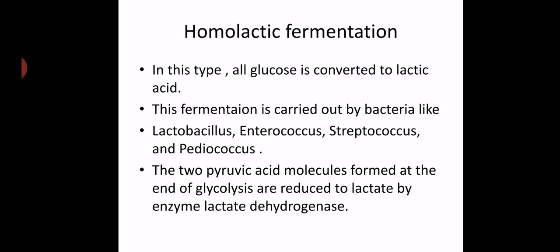The two pyruvic acid molecules formed at the end of the glycolytic pathway, means at the end of the EMP pathway, pyruvic acid molecules are produced. We know very well. So these pyruvic acid molecules are converted or reduced to lactic acid by the enzyme lactate dehydrogenase. This enzyme catalyzes conversion of pyruvic acid to lactic acid, where two hydrogens are removed and these hydrogens are accepted by pyruvic acid. So pyruvic acid gets reduced to lactic acid.